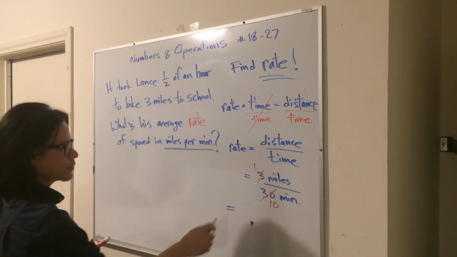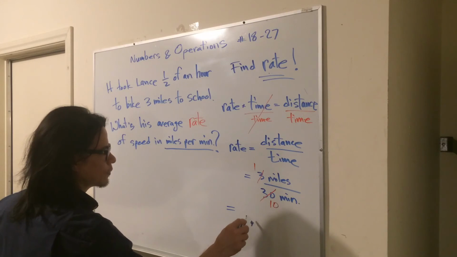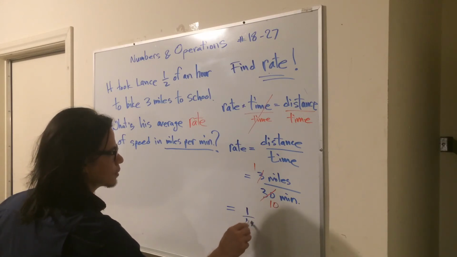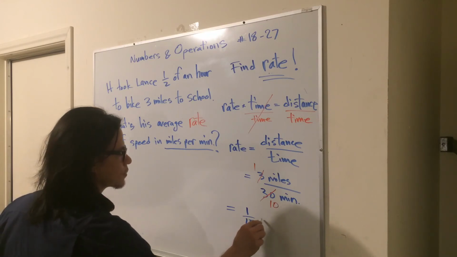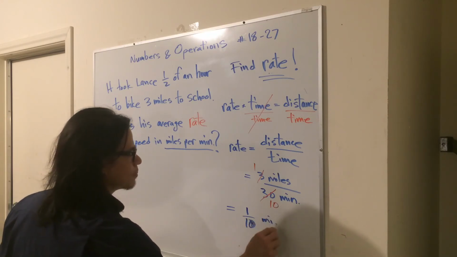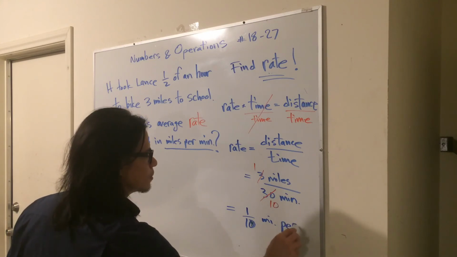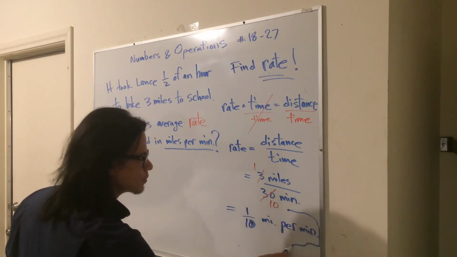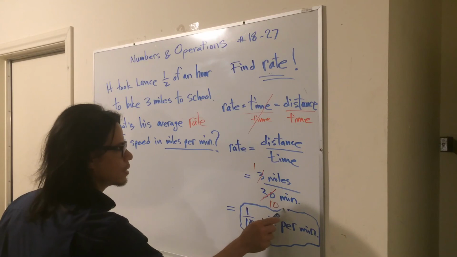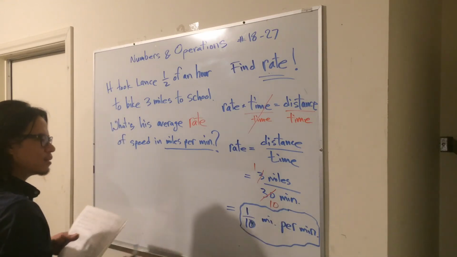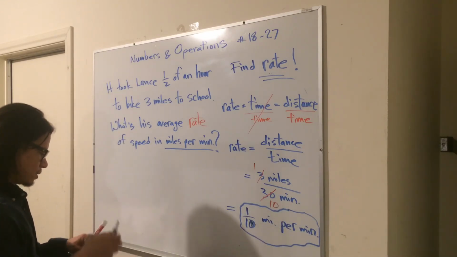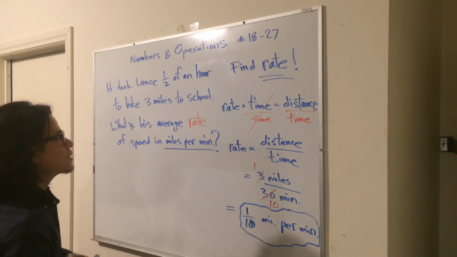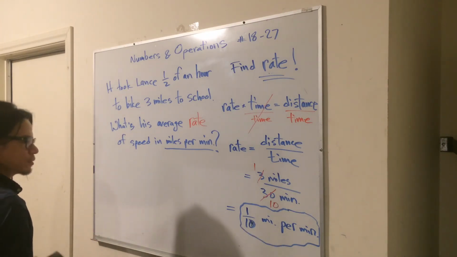So we have 1/10 of a mile per minute. Weird answer, but that's all that we can do. So 1/10 of a mile per minute is what Lance bikes at on his way to school.